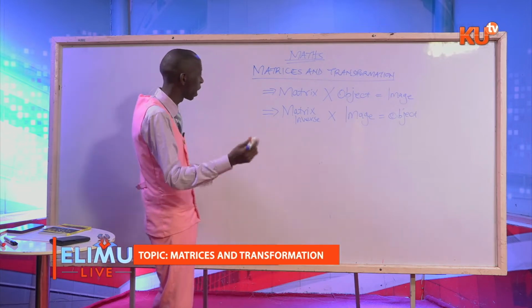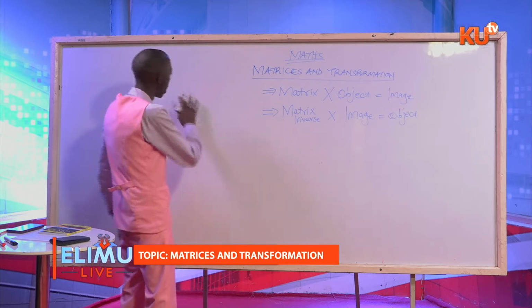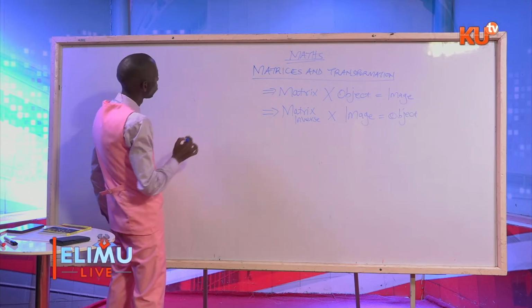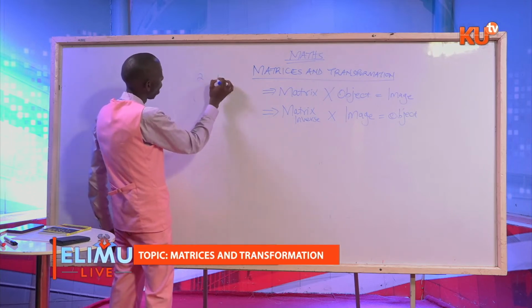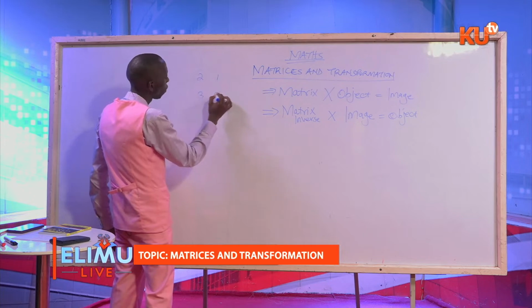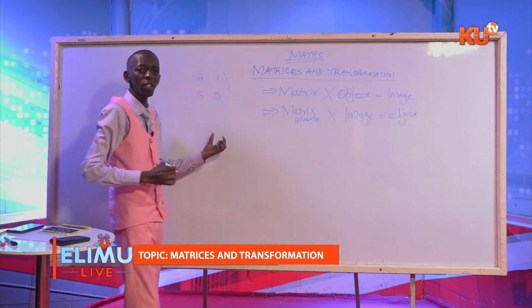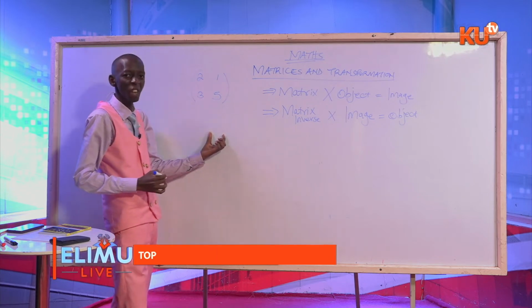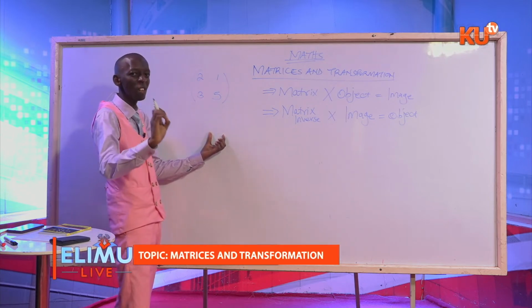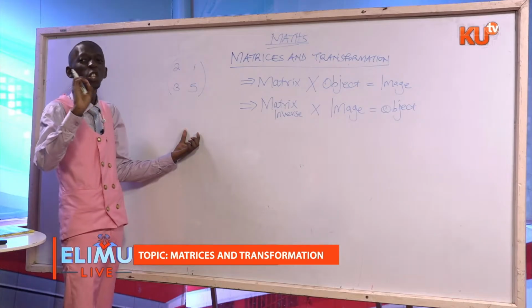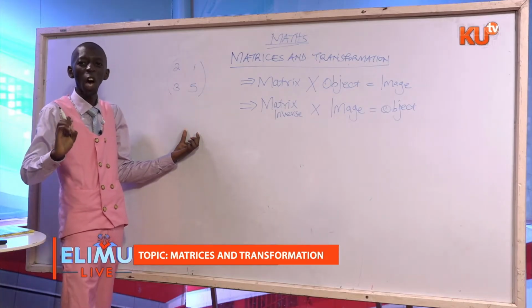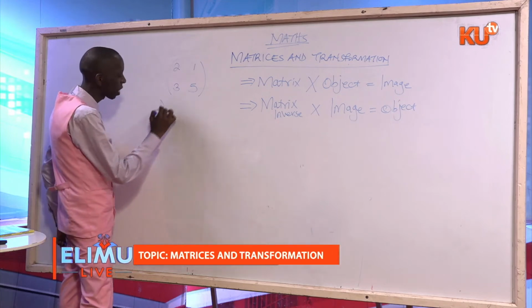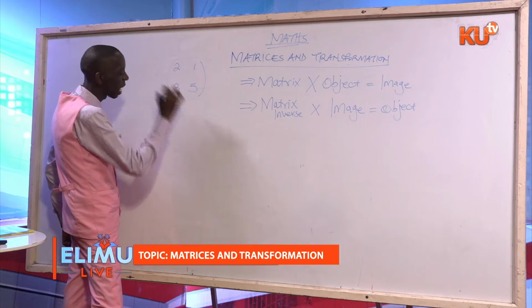You can write this. Find the inverse of the matrix 2, 1, 3, 5. To get the inverse of the matrix, you must first of all get the determinant.